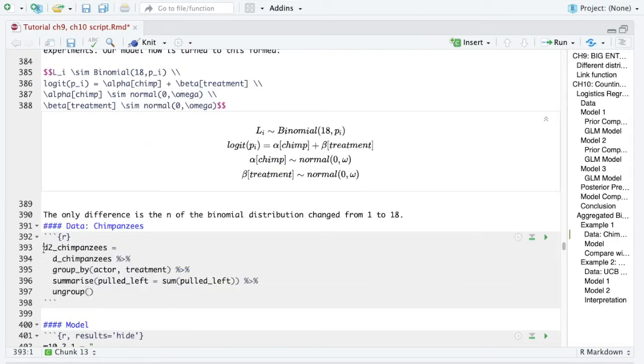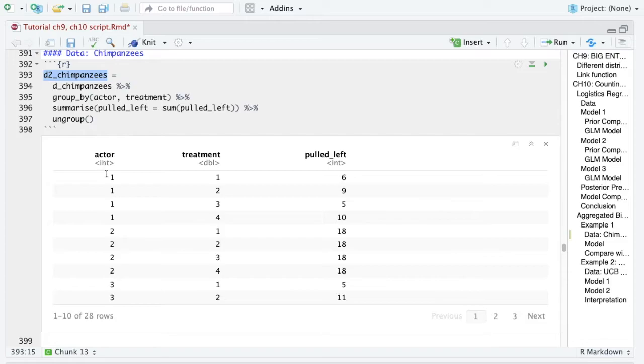And then here is our new data called d2 chimpanzees, and I create a new column, the new pulled_left column, and it will be the sum of the pulled_left count after grouping by actor and treatment. So the result will be like this. Actor 1 under different treatments will have different counts of pulled left under the 18 experiments. For chimpanzee 1, in the second treatment, under the 18 experiments, the chimpanzee pulled the left lever 9 times.